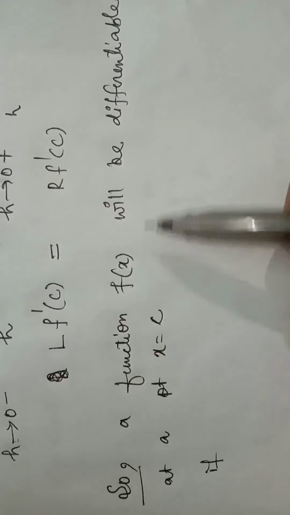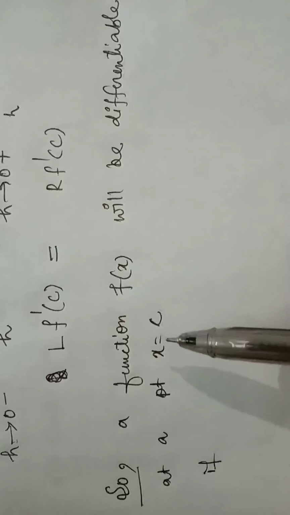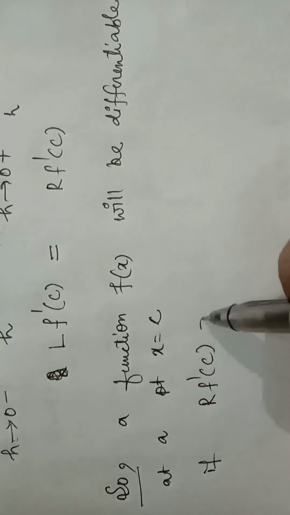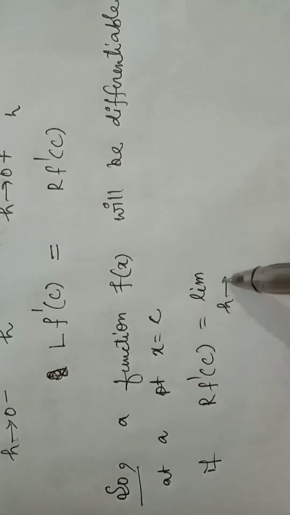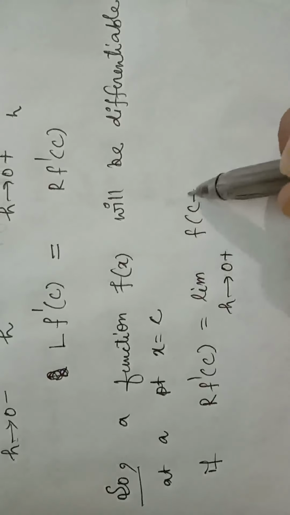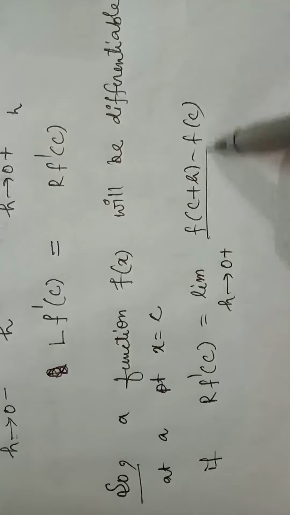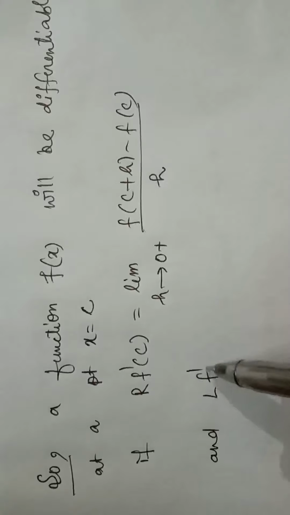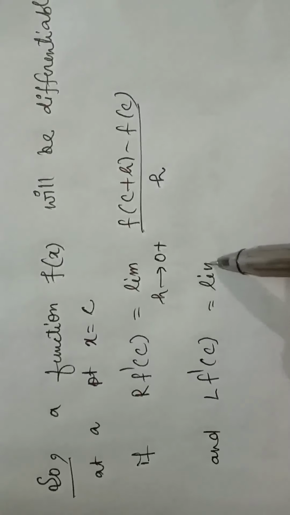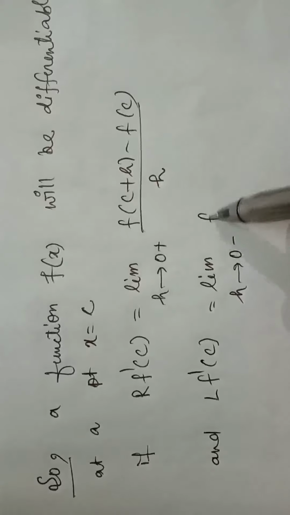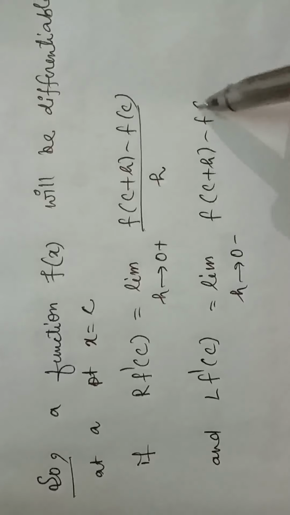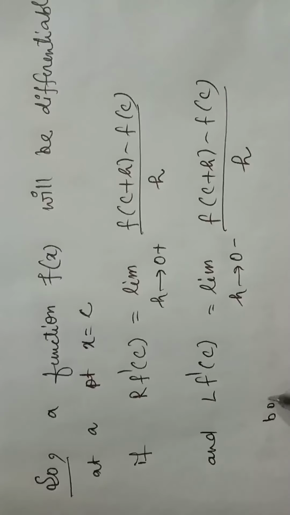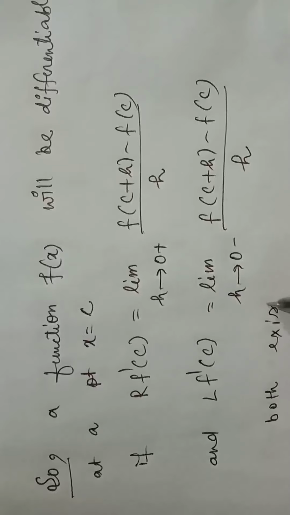So the function f x will be differentiable at a point x equal to c if the right hand derivative at x equal to c, that is limit h tends to 0 plus of f of c plus h minus f of c by h, and the left hand derivative at x equal to c, that is limit h tends to 0 minus of f of c plus h minus f of c by h, both exist and are equal.